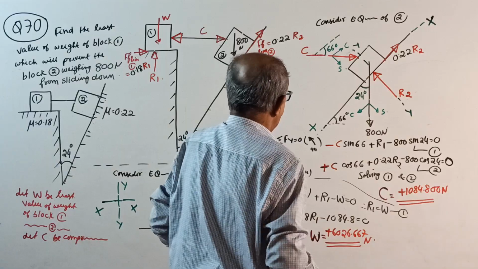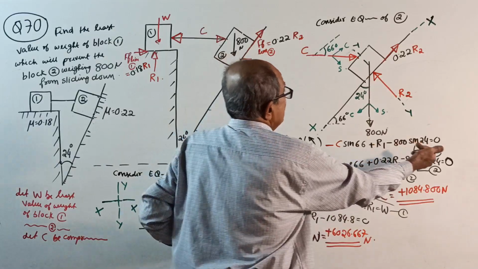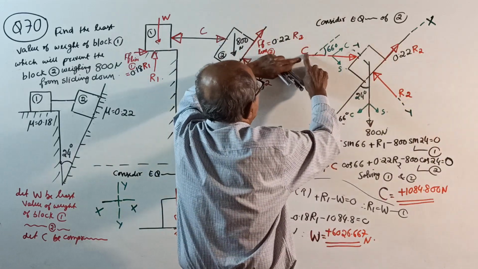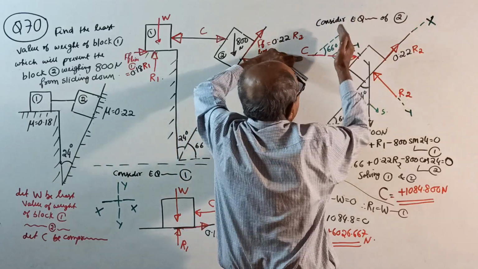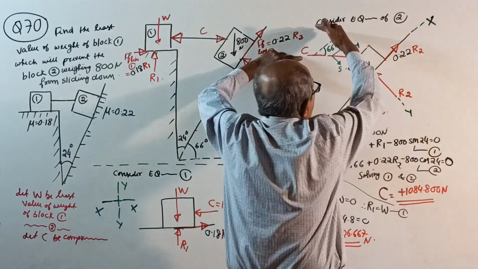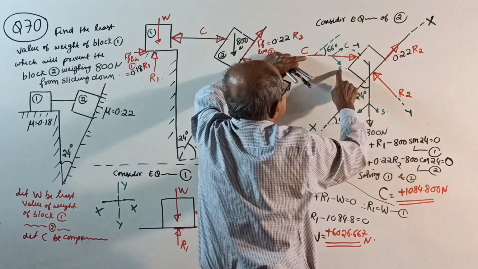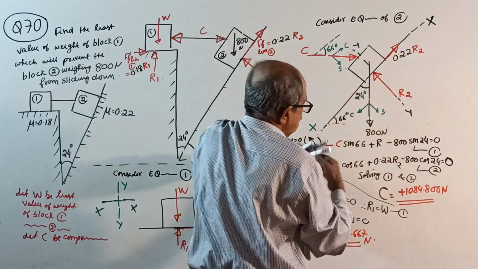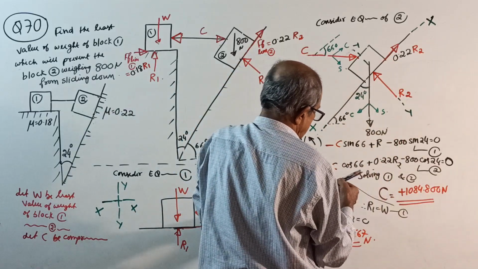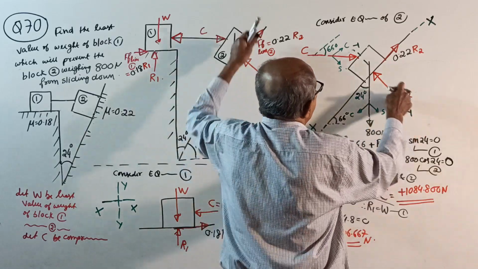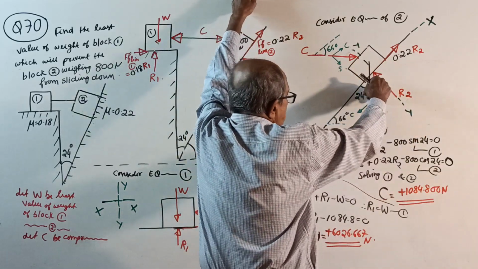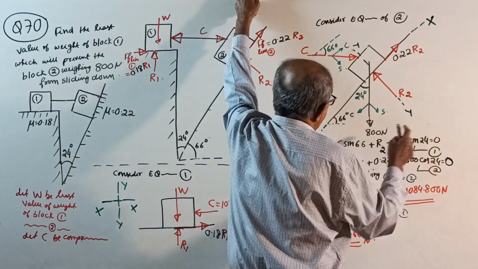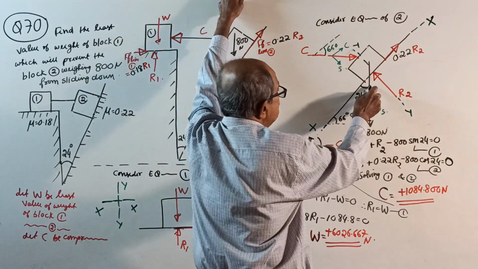Now sigma Fy equals 0. We start from the unknown first. Taking this way, sigma Fy equals 0: minus C sine 66 plus R2, one place I put R2 only, then minus 800 sine 24 equals 0. If this is 66 degrees, this is 24 degrees. Equation number 1.